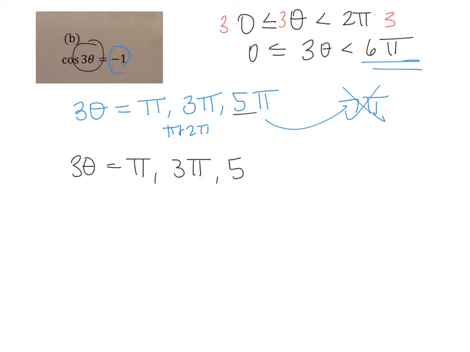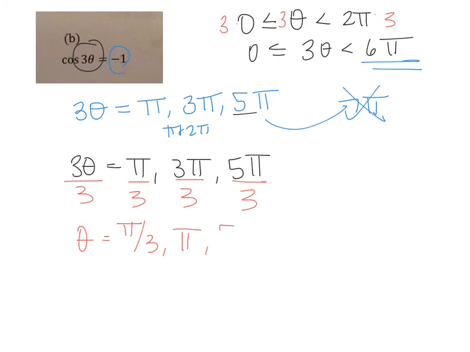And now I'm going to take this and divide everything by 3. And so now I'm solving for theta. I get 3 solutions, and all 3 lie in the 0 to 2 pi interval.